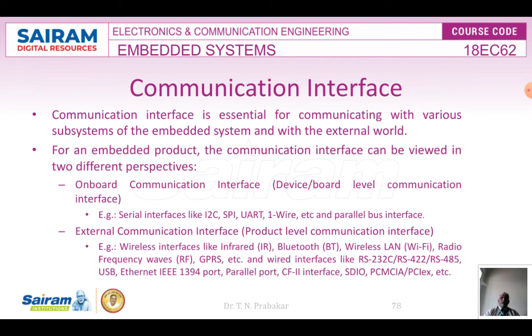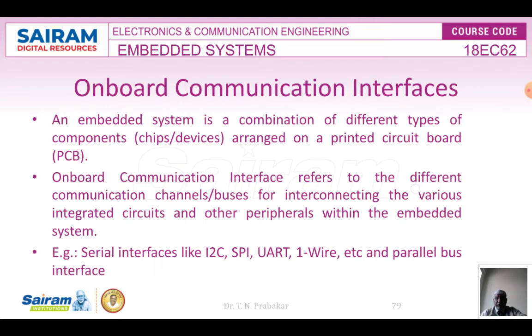And now we are going to discuss different communication interfaces. In the communication interfaces, again we have seen wired and wireless communications. In the wired communication, like I2C, SPI, UART, serial and parallel communications are available. And external communication, something like wireless, right? Like infrared, Bluetooth, wireless LAN, which is actually Wi-Fi, radio frequency waves, RF communication, GPRS, and so on. Different types of communications are available, of course, right?